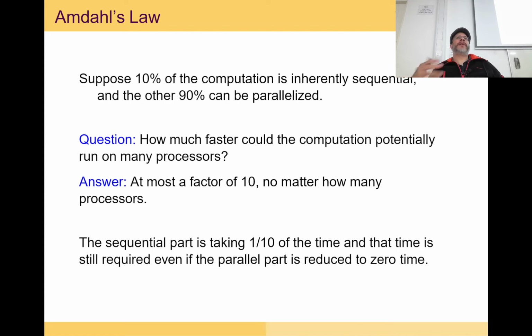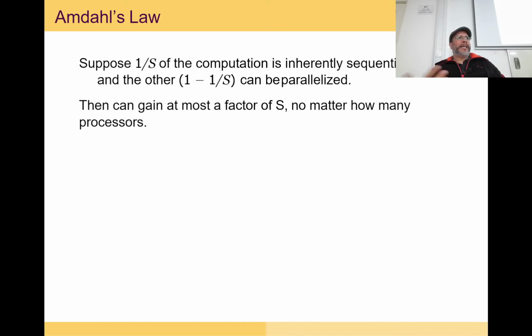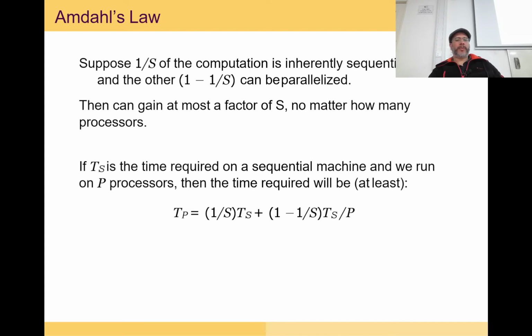So theoretically, if you have infinite processors, you can reduce that work of 9 hours to 0, but the 1 hour work is still there, you cannot do anything to it. So that will be required. So in general, if 1/s of the computation is sequential and the remaining 1 minus 1/s is parallelizable, then you can get at most a factor of s speedup. Okay, that's a theoretical maximum, of course.